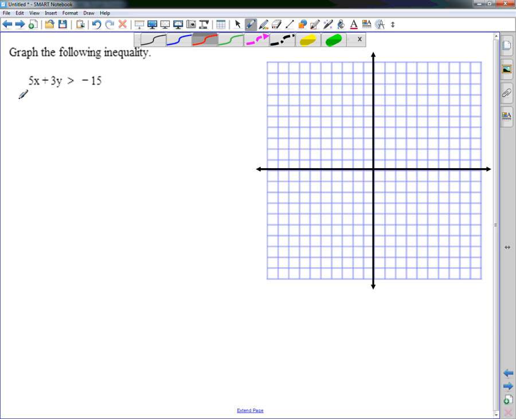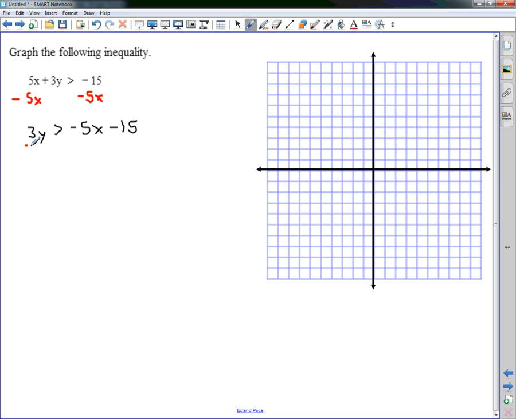The first thing I'm going to do is move the 5x over. And we're going to subtract it over since it was a positive. Same thing we did with equations. Those are going to cancel, leaving me with 3y is greater than negative 5x minus 15.